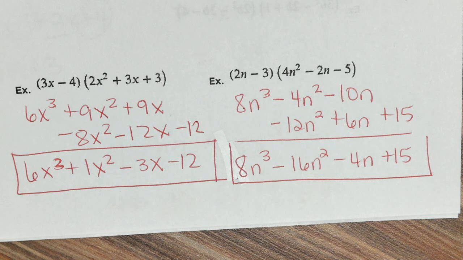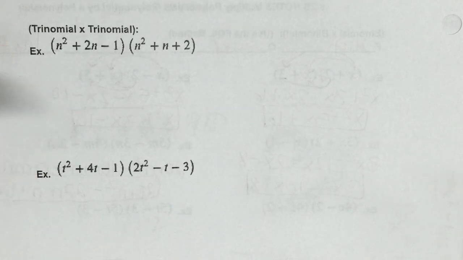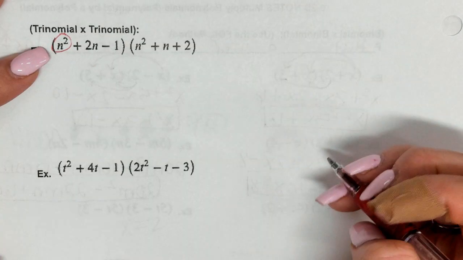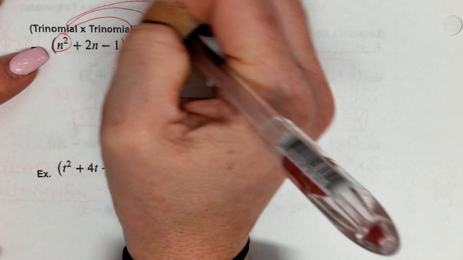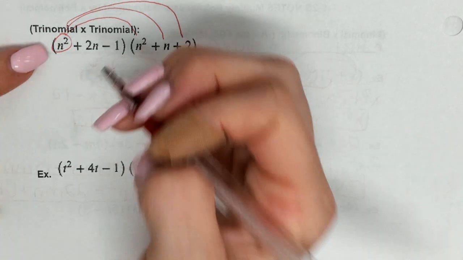Now we're going to do a trinomial times a trinomial. You'll do it the exact same way that you did the last one. So you'll take the first term and multiply it by everything in parentheses. Then you'll do the second term times everything, and then the third term. So how many stacks will you have? 3. All right, here we go.